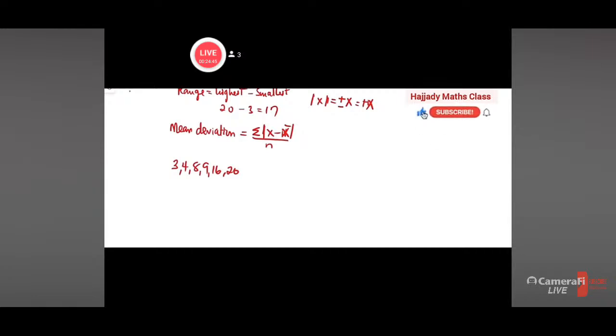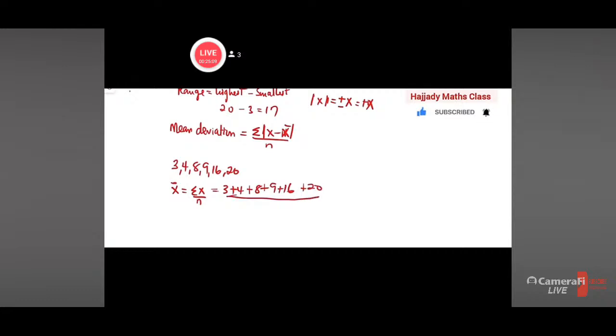Don't forget that the formula for calculating the mean, which is x bar, is the same thing as the summation of x over n. That means all these observations must be added together. So we are going to have 3 plus 4 plus 8 plus 9 plus 16 plus 20, everything over how many observations? 1, 2, 3, 4, 5, 6.